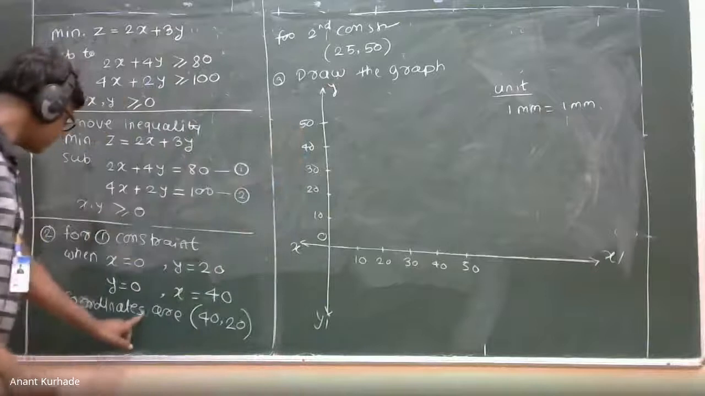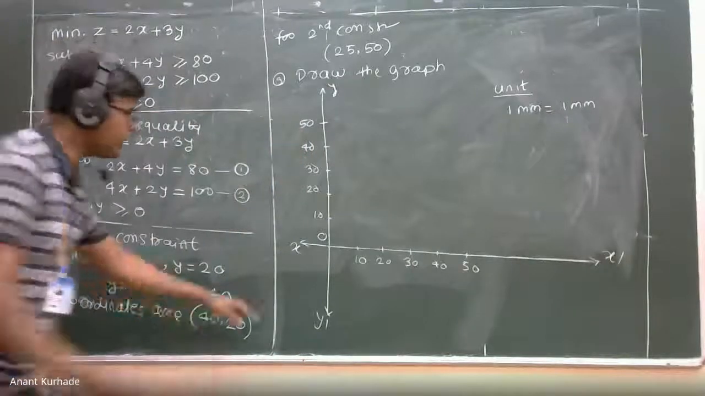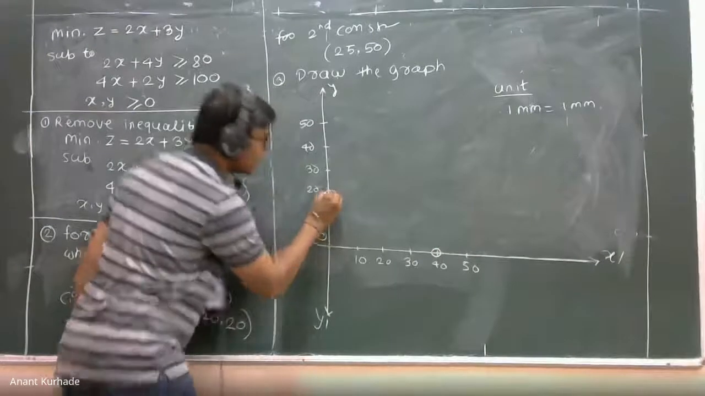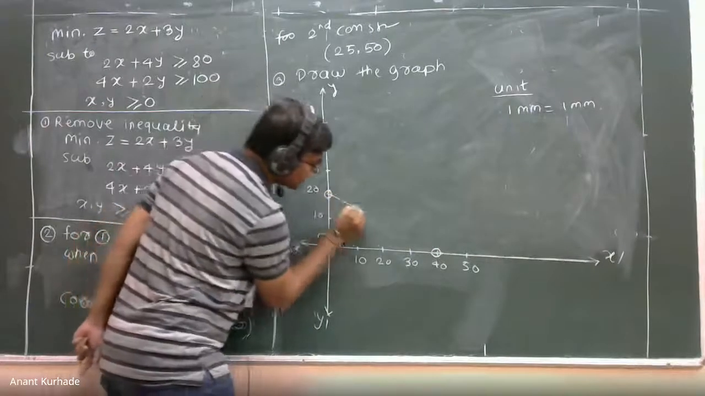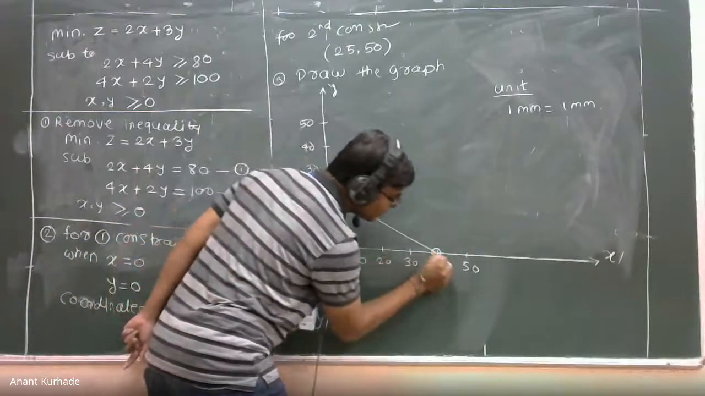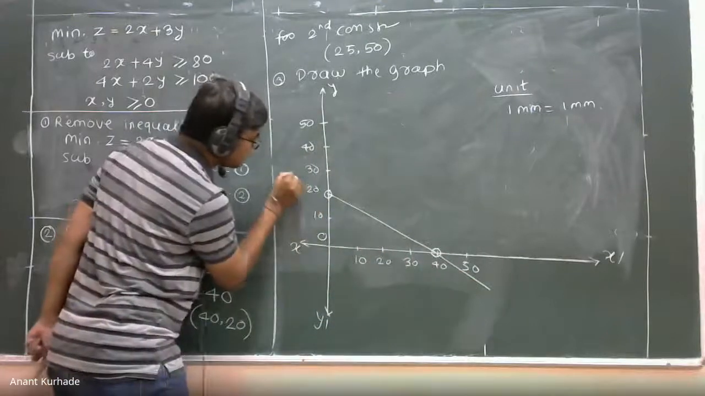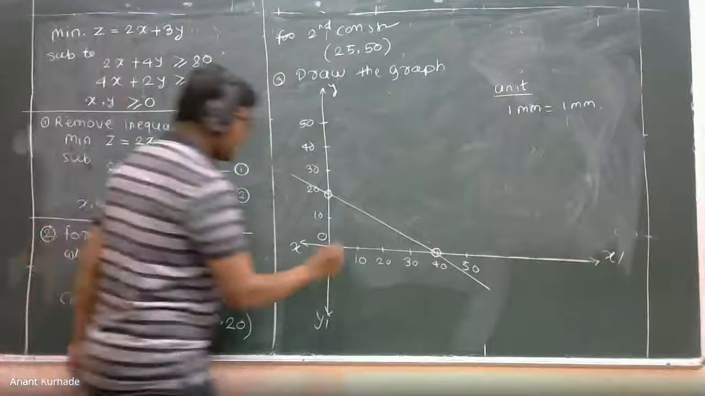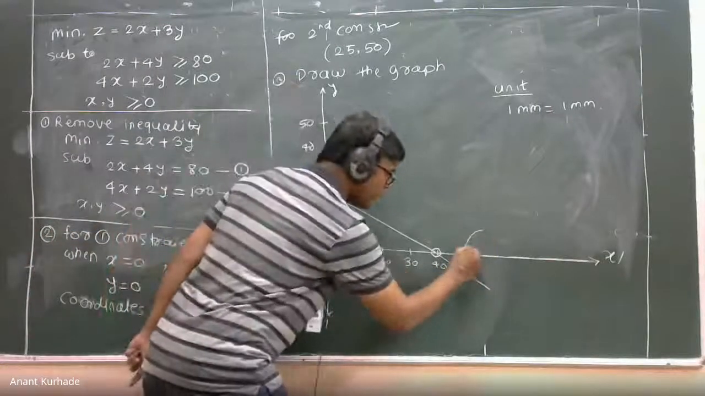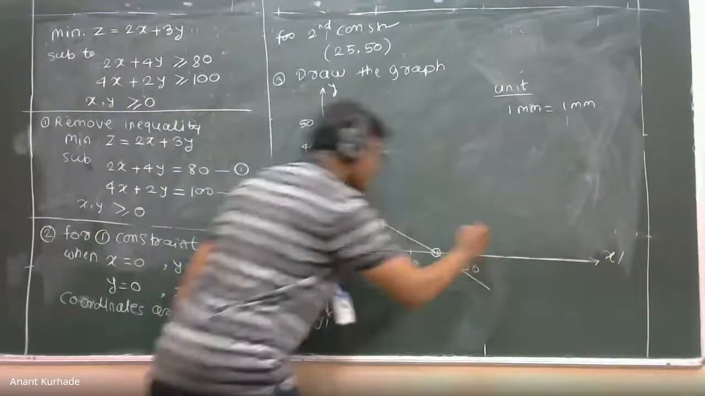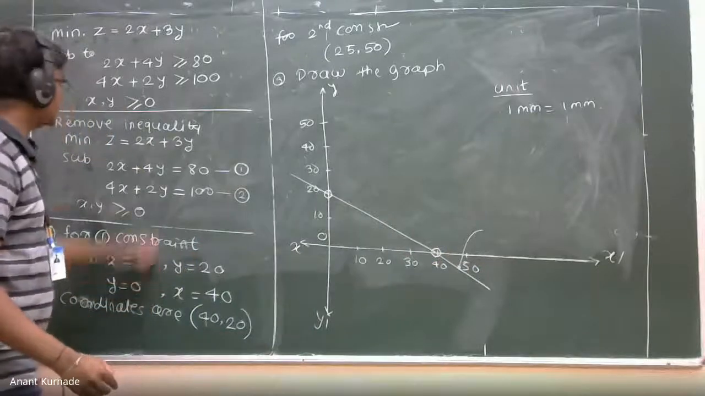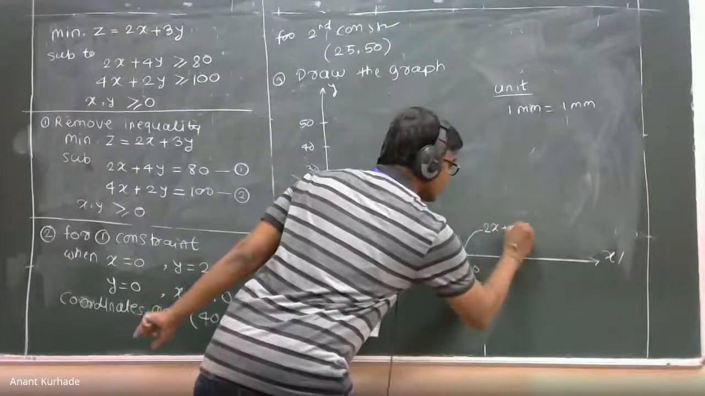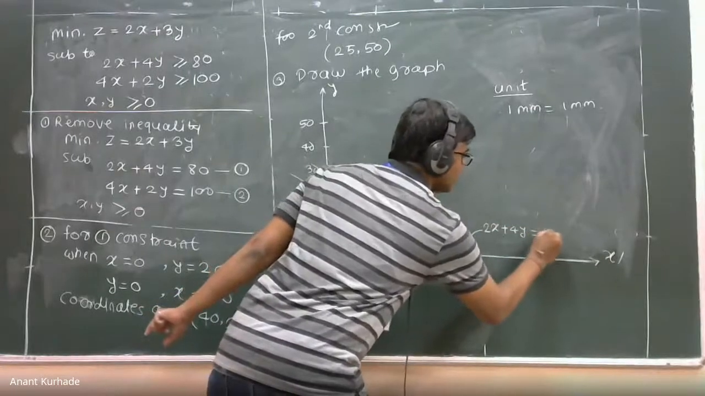Now, the first constraint: 40, 20. So this is 40 here, and here it is 20. Now join these two points and extend the line. Now make an arrow here and write down the constraint for this. The first constraint is 2x plus 4y is equal to 80.